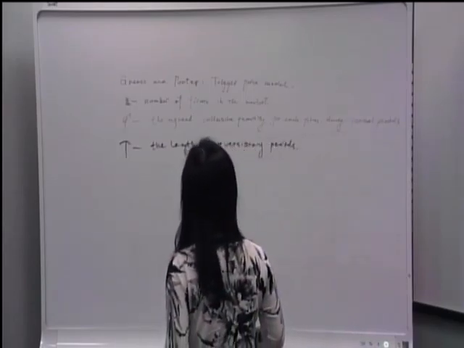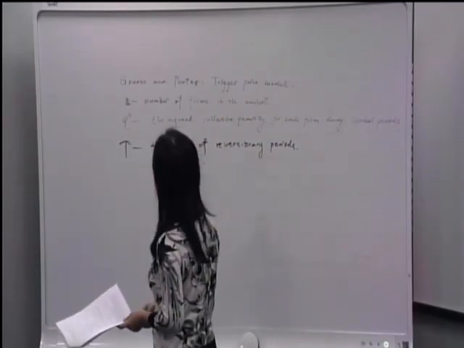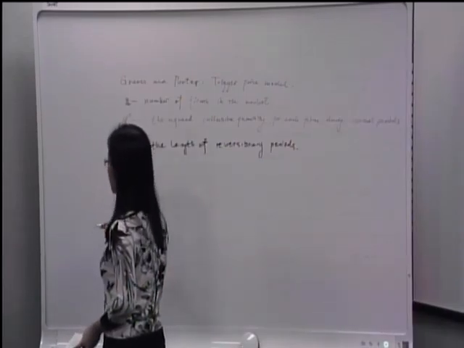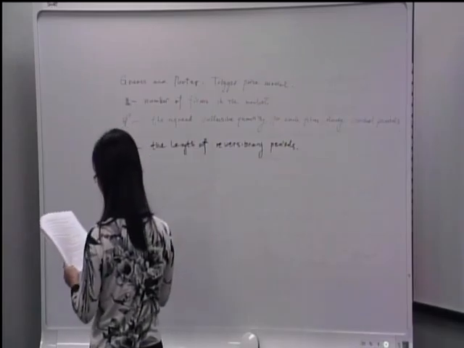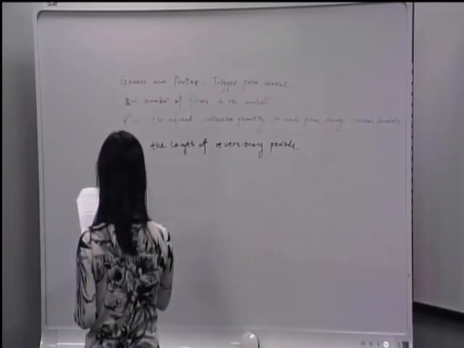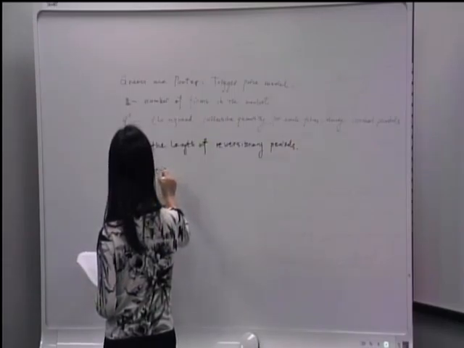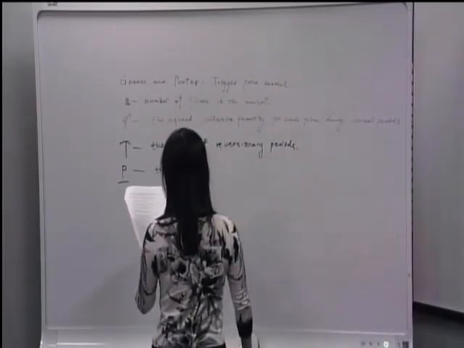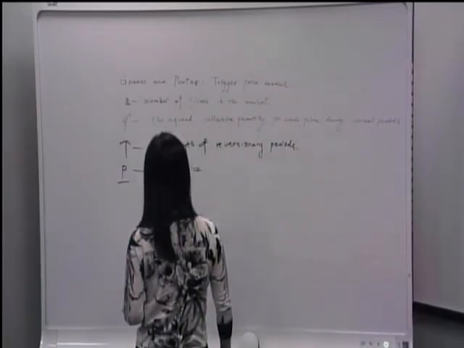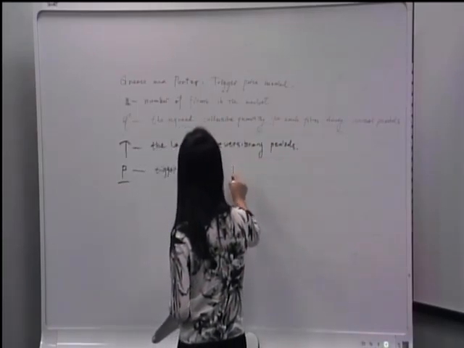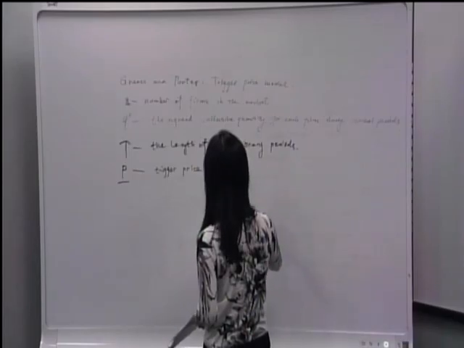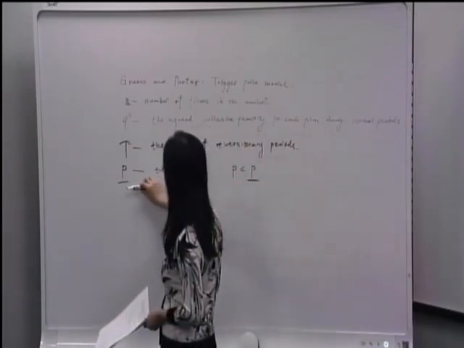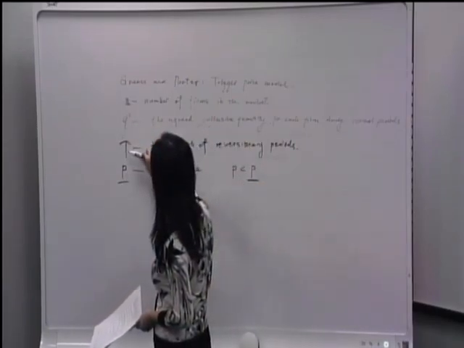So Q star, T, and also there's another variable. The other variable is P lower bar. What do we call it? We call it the trigger price. So this trigger price says this: whenever the price is below this trigger price, and this trigger price is what the firm determines. Trigger price, T, and Q star.